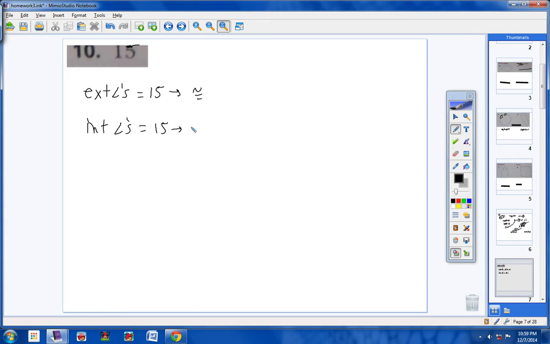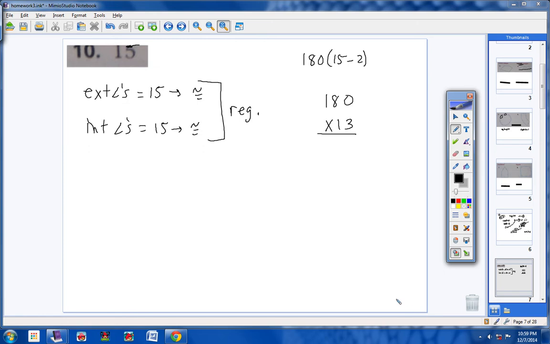All of the interior angles are what? Congruent. How do I know that? Because I'm dealing with a regular polygon. Okay, now what's the sum of the interior angles? Well, 180 times n minus 2. So 15 minus 2, which is 13. So 180 times 13 is 2,340. So there's the sum of all the interior angles, okay?